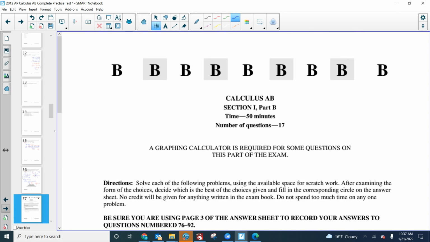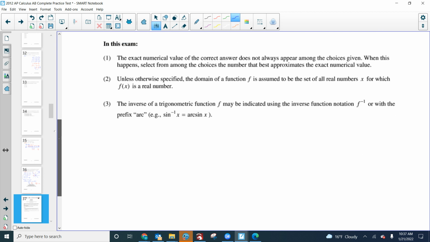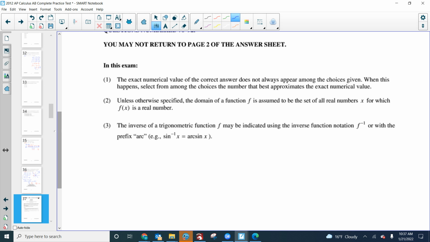All right, to the calculator active portion. Something I want to address that comes up every year. I want you to read number 3 down here. All right, have you seen that before? Have you heard of arc sine of x? Do you know it's the same thing as sine inverse of x?